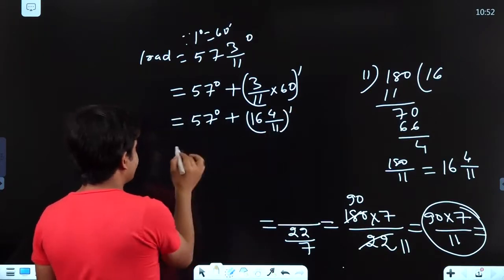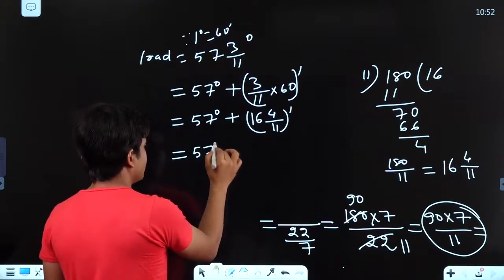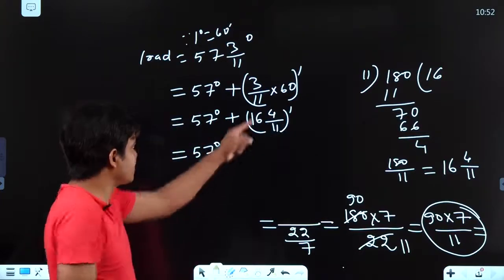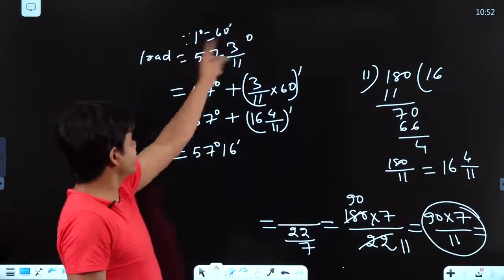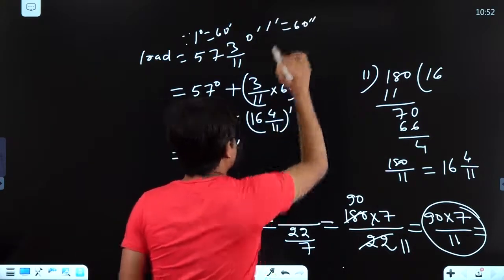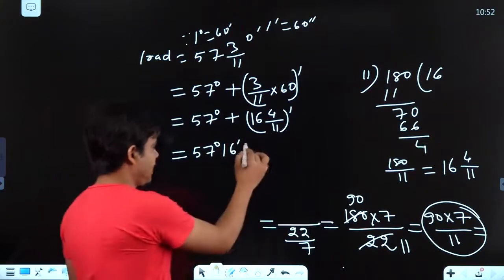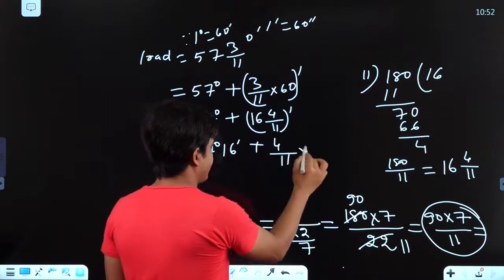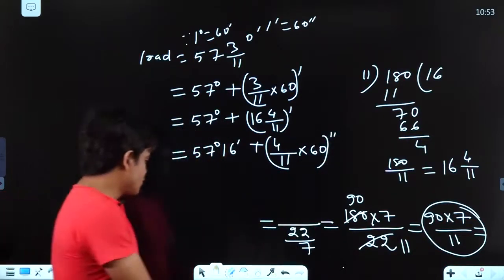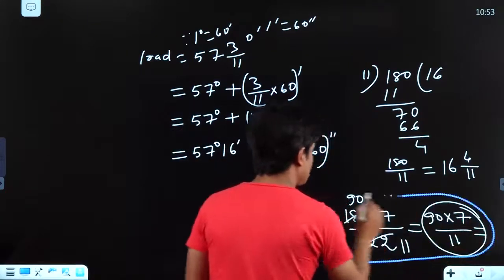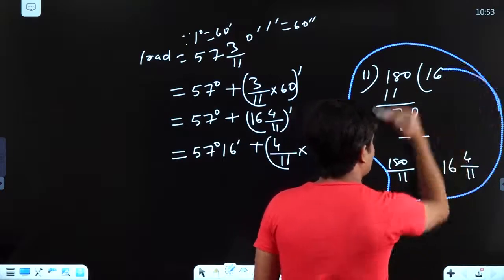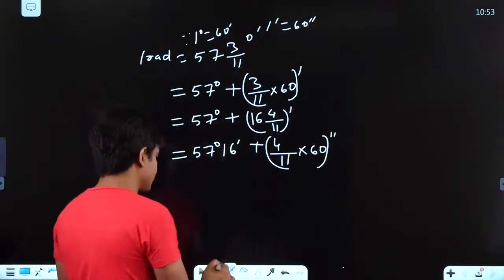So now we can write it as how? 57 degree plus 16 minute, and now we have to change this minute in terms of second. So 1 degree is equals to 60 minute, and 1 minute is equals to 60 seconds. So what shall we do now? Plus 4 by 11 into 60 seconds. All right, so what will happen over here? Again you have to do some division over here, and certainly you can get the things easily.